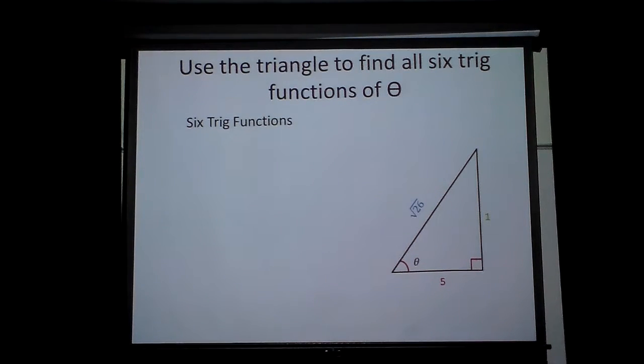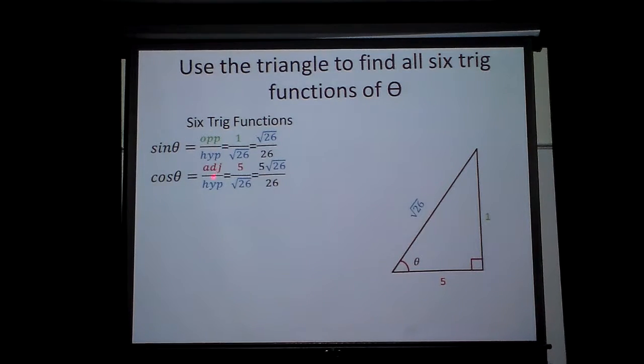And now let's find all our trig functions. Remember sine? Sine is opposite over hypotenuse, which makes it 1 over square root of 26. And when I rationalize it, I get the square root of 26 over 26. Cosine is adjacent over hypotenuse. So it's going to be 5 over the square root of 26, but I have to rationalize it. Just move that up. 26 will not go into 5. I'm done. Now tangent is opposite over adjacent, so it's just 1/5.